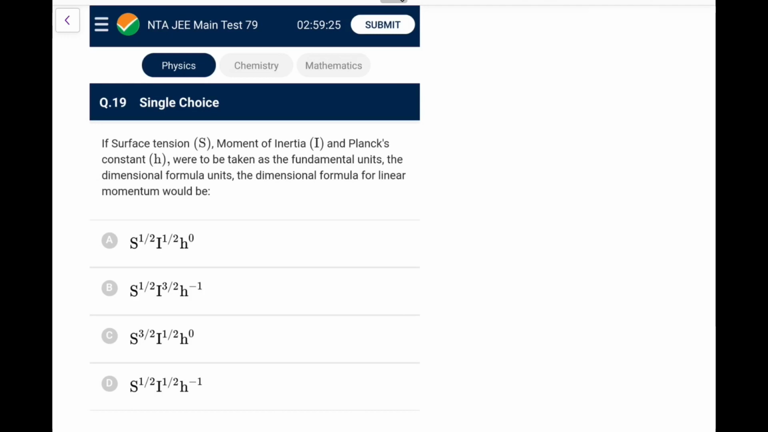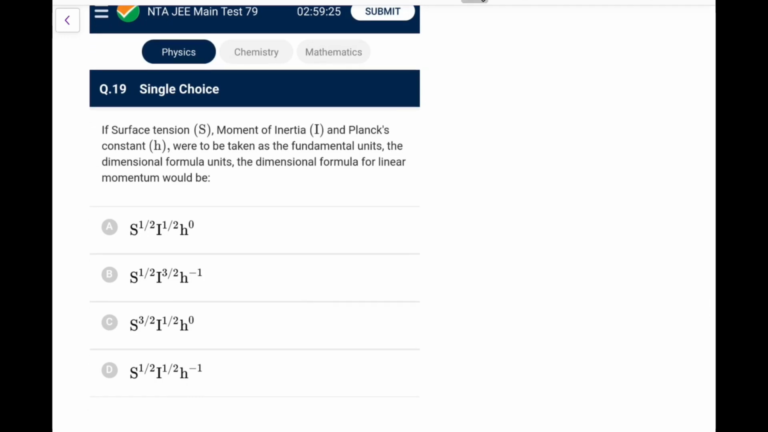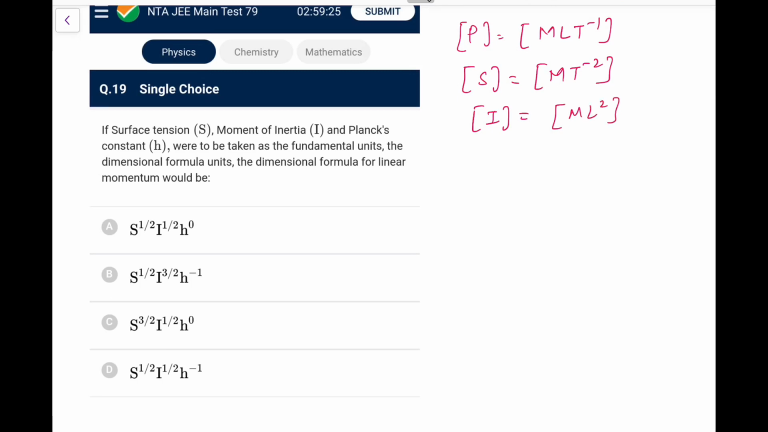Next, surface tension, moment of inertia, and Planck's constant are to be taken as fundamental units. The dimensional formula for linear momentum would be, okay, we don't know a direct relation, we have to go by the basics. Linear momentum P is mv, mv means MLT to the minus 1, and surface tension is force per unit length, that is MT to the minus 2. Moment of inertia is mr square, that is ML2, and you have Planck's constant h, that is energy per frequency. Energy is ML2, frequency is T minus 1, so h would be ML2 T minus 1, that is what we can write.